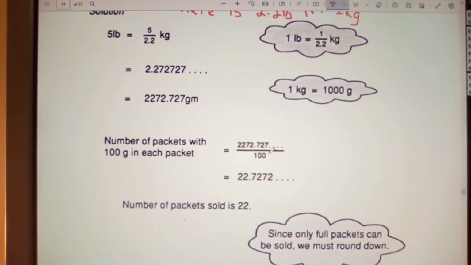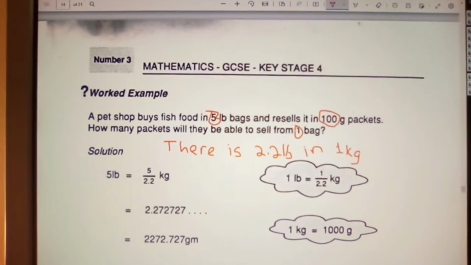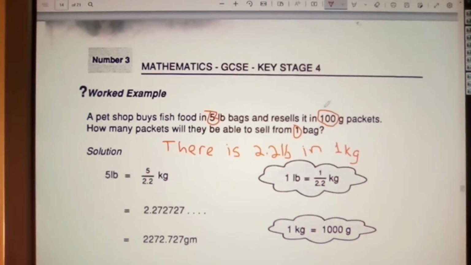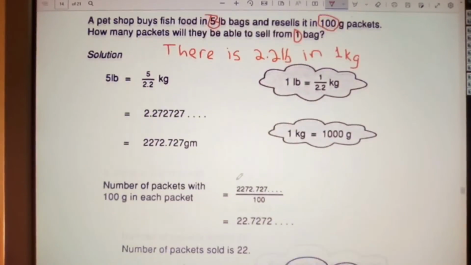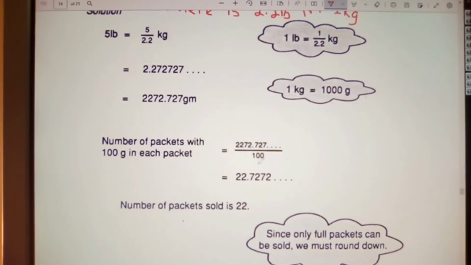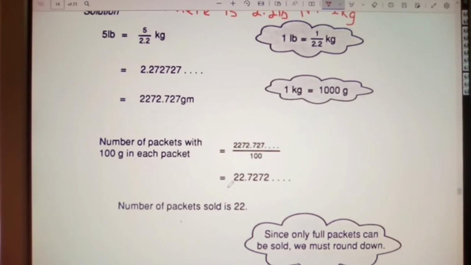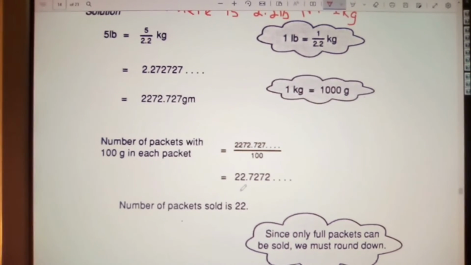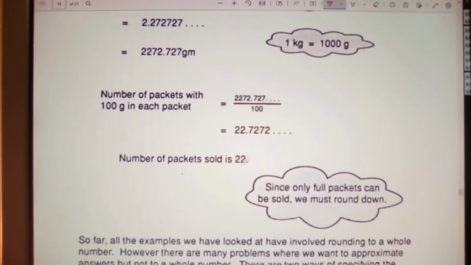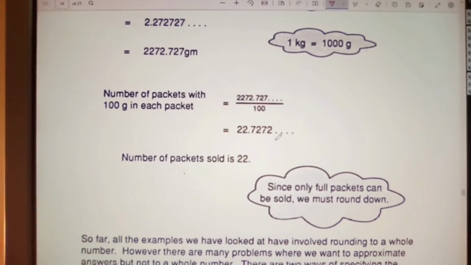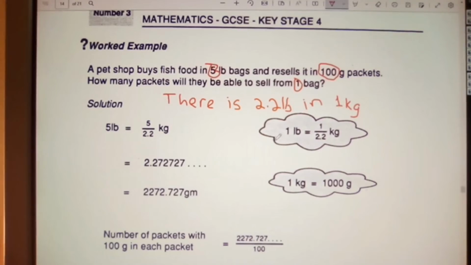You will divide that by 100, and remember where you got your 100 from. Your 100 came from here. And that will give us 22.7272 packets. But we really can't go further than that. You could round it up to 23, but then have you sold 23? We need to comply with the question.